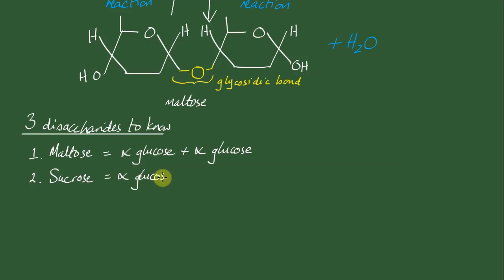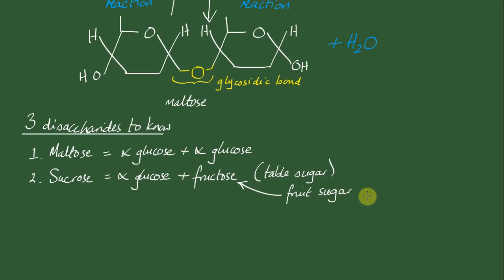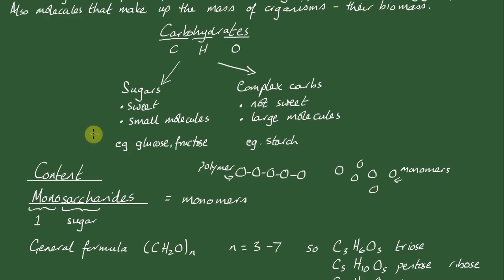So the 3 disaccharides that you need to know about and what their constituents are: maltose made from 2 alpha glucose, sucrose made from an alpha glucose and a fructose. Notice that sucrose is the sugar that you have on your table at home, and fructose, that fruit sugar that you learnt about at GCSE, which is really sweet, is what makes that table sugar particularly sweet. And the final one is lactose, which is glucose and galactose.